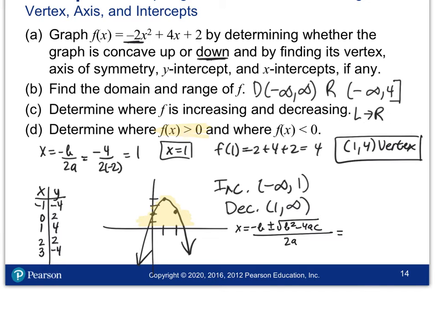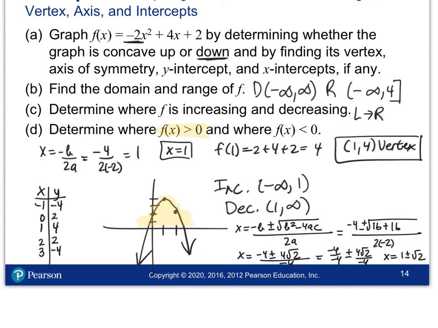So if we plug in these values, this gives us -4 plus or minus square root of 4 squared, that's 16, minus 4 times -2 times 2, that's a +16, over 2 times -2. All right, so x would be -4 plus or minus, this would be 4 square root of 2, simplified, over -4. And so if we break that up to simplify it, then I get x is equal to 1 plus or minus square root of 2.